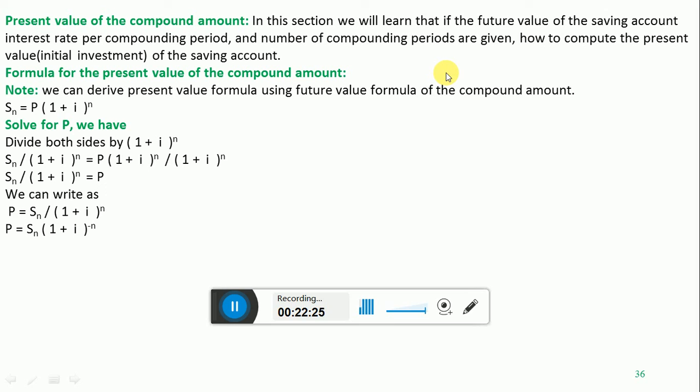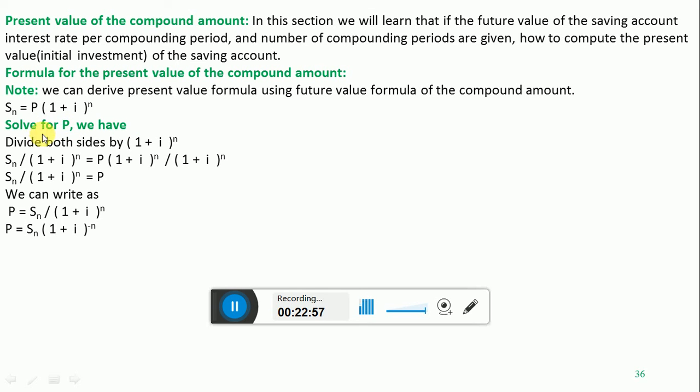If the future value is given to us, we can compute the present value. Without future value, one cannot calculate the present value of the compound amount. So from this note, we mean that we can develop the present value formula using the future value formula. Without the future value formula, we cannot develop the present value formula. This is the future value formula of the compound amount: Sn is equal to P whole multiplied by (1 plus i) whole raised to the power n.